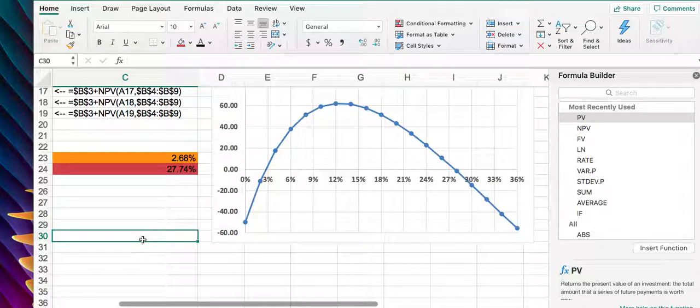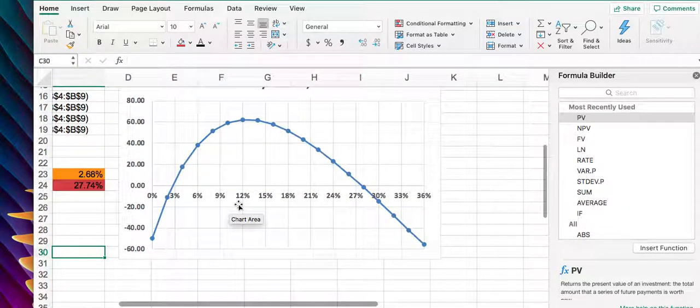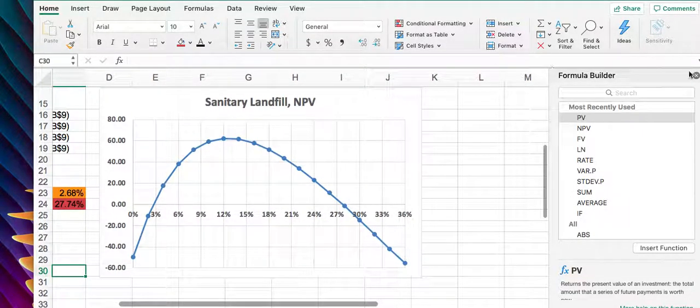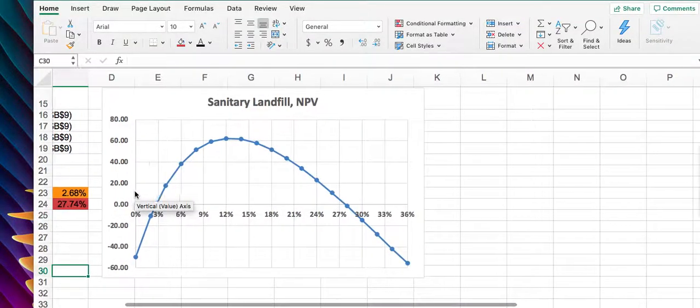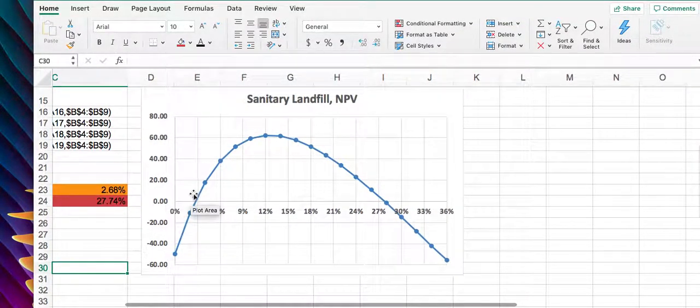So now we have both values of the internal rate of returns. Having two internal rate of returns, what does this mean? It can be confusing, but suppose we're trying to figure out which investment we should take on this landfill. The net present value rule says that the project is acceptable if the discount rate is larger than 2.68% and smaller than 27.74%.